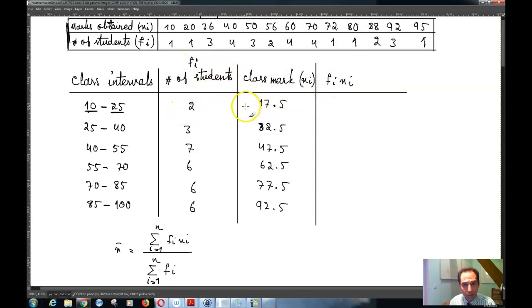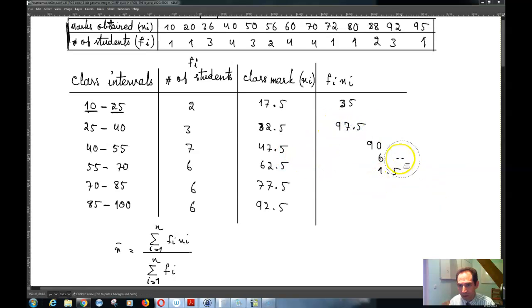these two columns multiplied together. So you get 2 times 17.5 is equal to 35, and 3 times 32.5 is, so 3 times 30 is equal to 90, 3 times 2 is equal to 6, and 3 times 0.5 is equal to 1.5. So that's 97.5, for example.